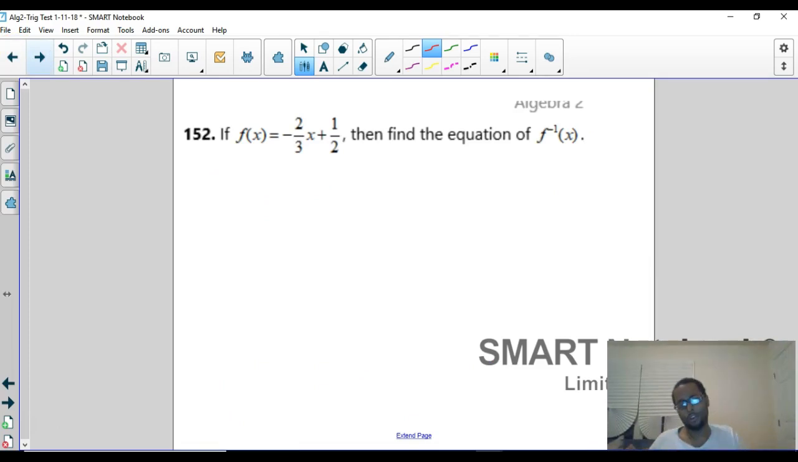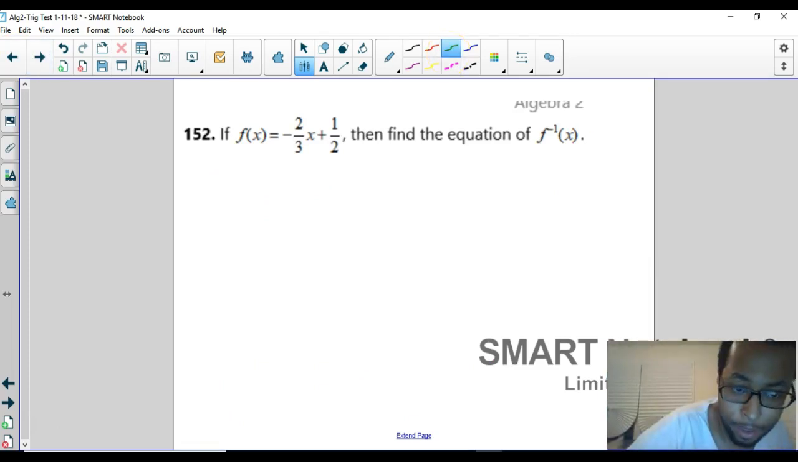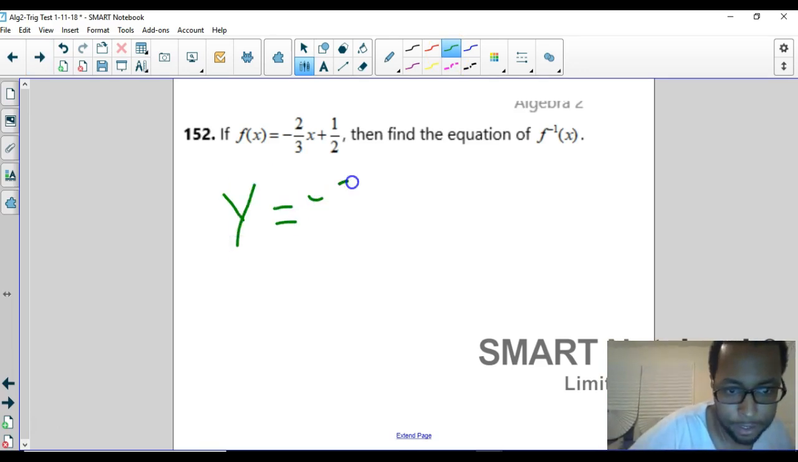Inverse. Okay. Struggle with inverse. Inverse, we've done it for like the last 3 tests. I'm going to do it one more time. Quickly, f of x, we're going to make that y. And we're going to bring everything else down.